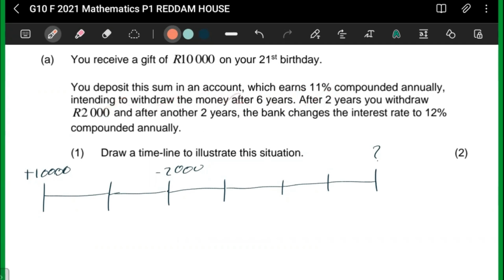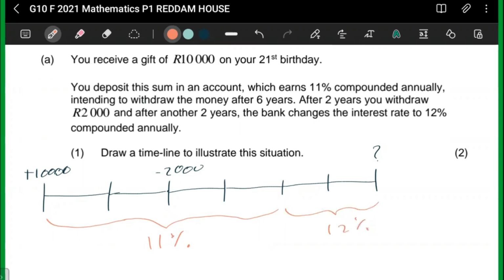From here, we need to keep in mind that you withdrew 2,000 after the first 2 years. And then it says here after another 2 years. So it means that 2 years pass. And then they said here after another 2 years, the bank changes the interest rate. So meaning 4 years passed with the same 11% interest rate. And then only towards the end here was the interest rate 12%.